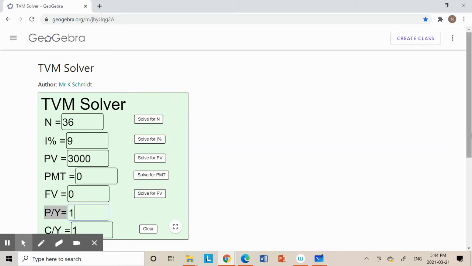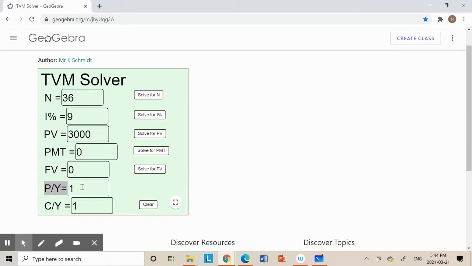PMT is what we are about to calculate. Payments per year, 12. Compounded 12 times a year, because it's compounded monthly. Future value is 0, we leave it at 0, and then you press this button and we solve it for PMT. So we got negative 95.4.